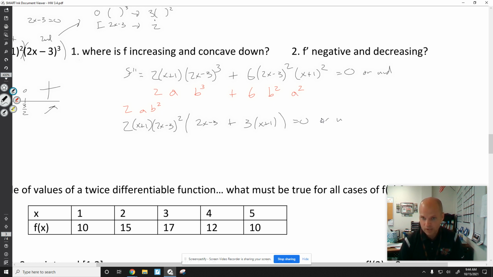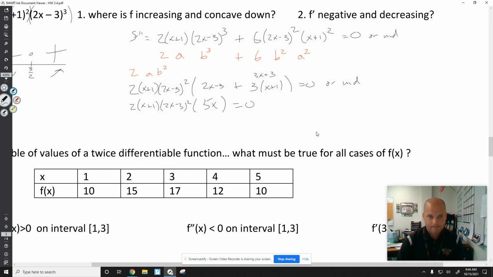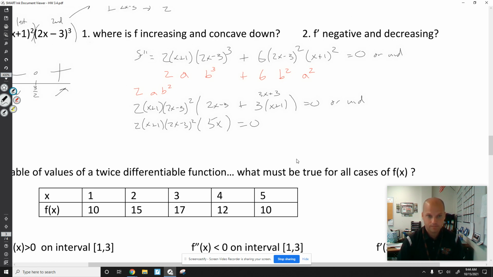Now, I actually can solve this after a little bit more simplification. 2x plus 1, 2x minus 3 squared. This is 3x plus 3. 3x plus 2x is 5x. Negative 3 plus 3, that's 0. That's it. Just happens to work out like that, so that there's not another number. Okay, giving me solutions at -1, at 3/2, and at 0.